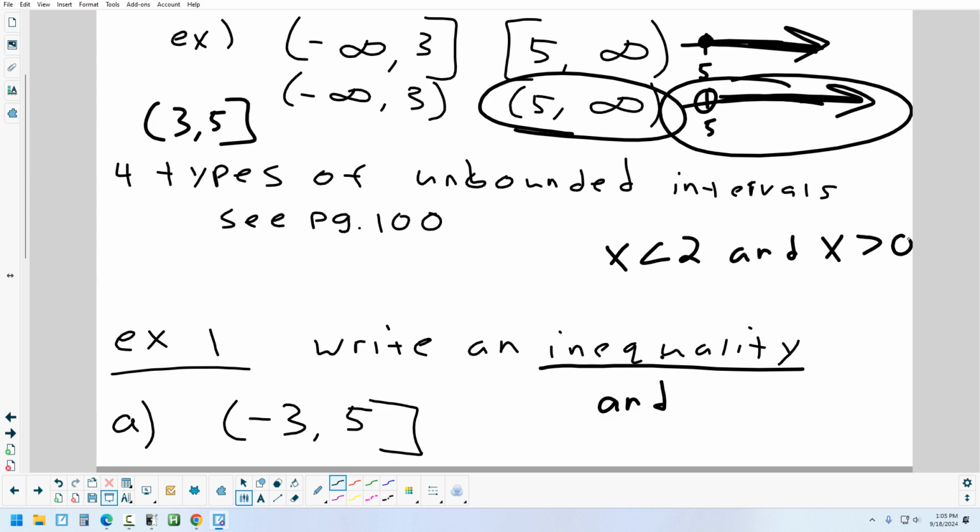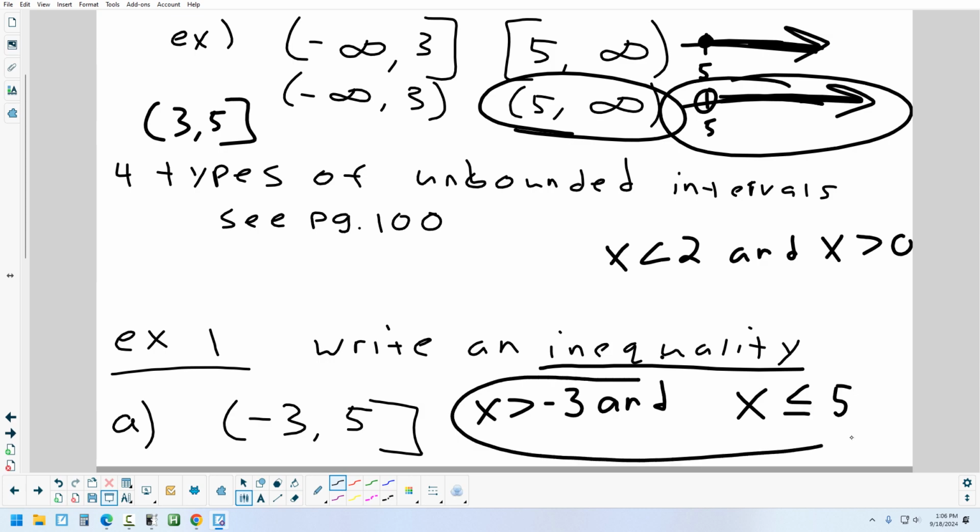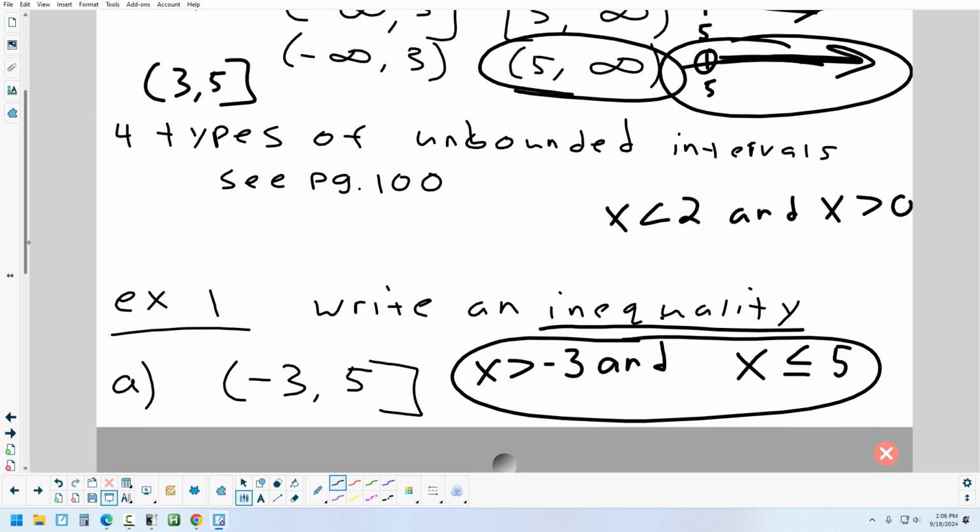Anybody think they can tell me, in this case, X has to be this, and X has to be this. So I can start with my X. X has to be anything above -3. And what else? Less than or equal to 5. That's an inequality for the interval right there. X is greater than -3, and X is less than or equal to 5.